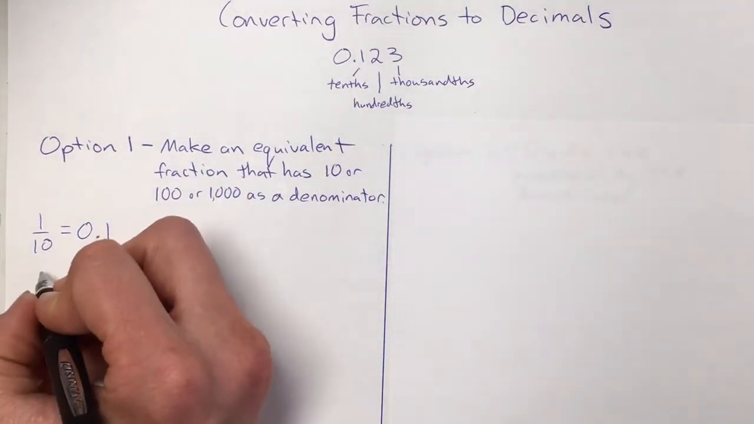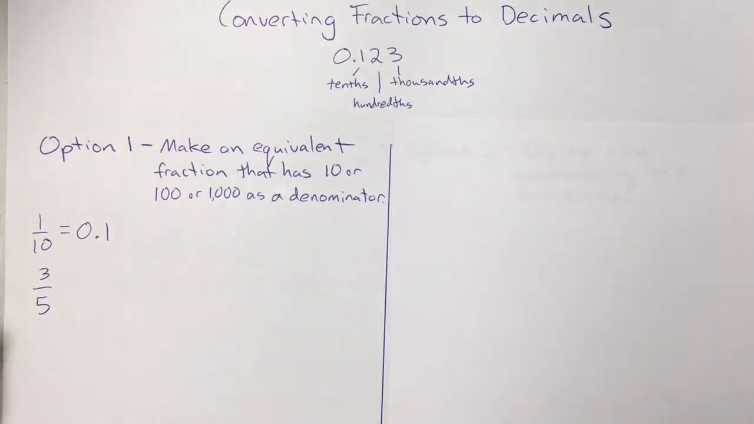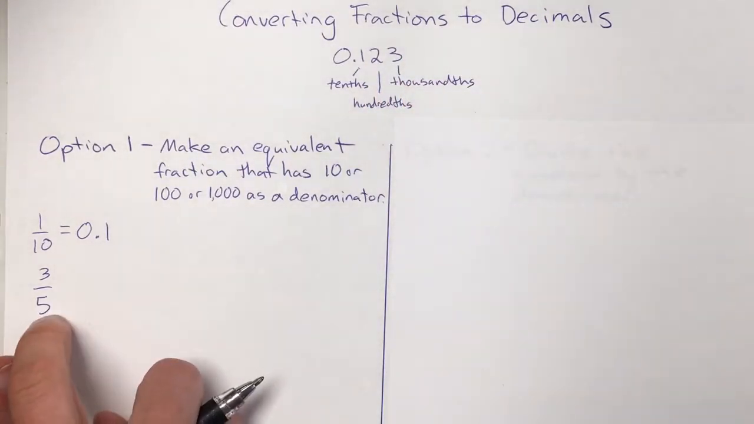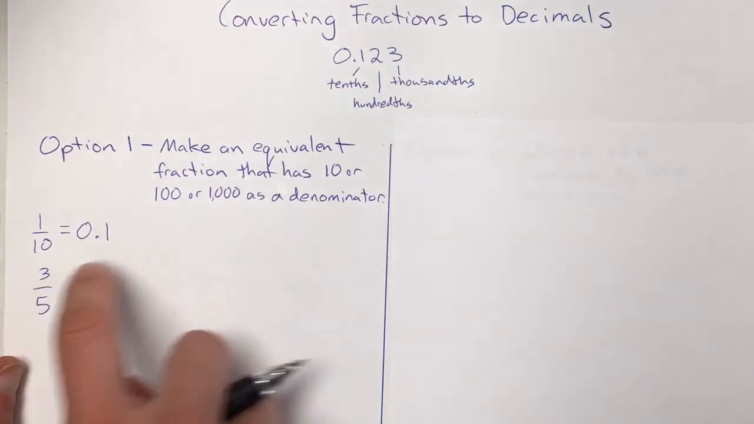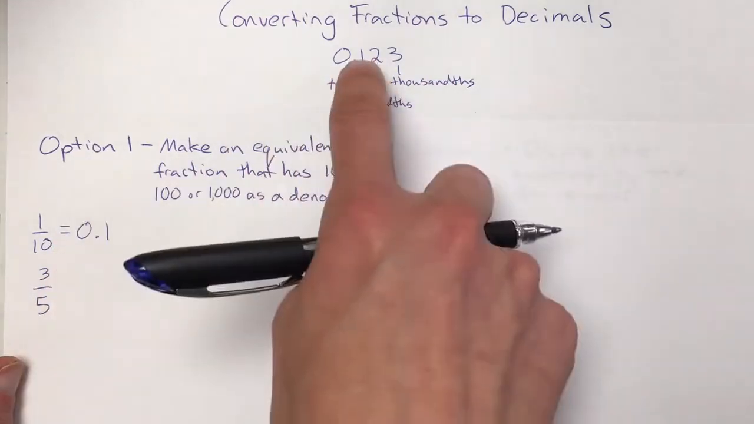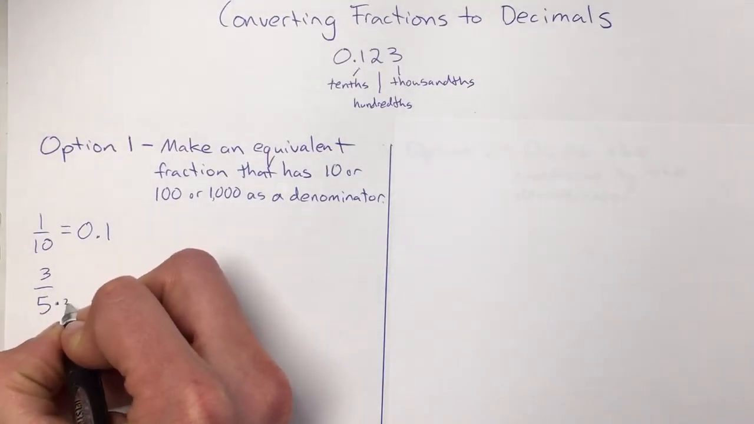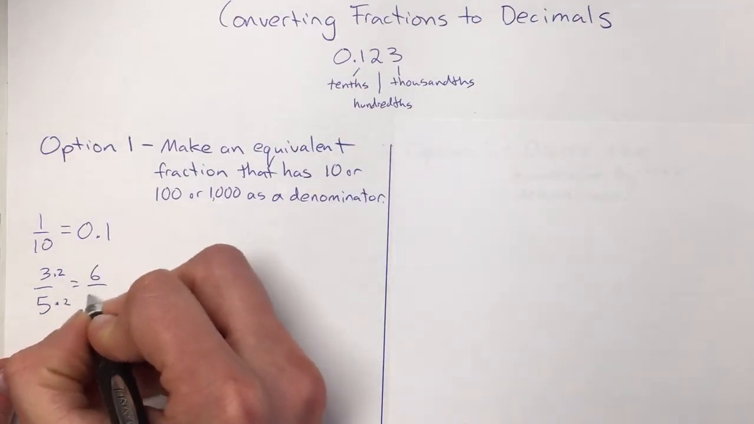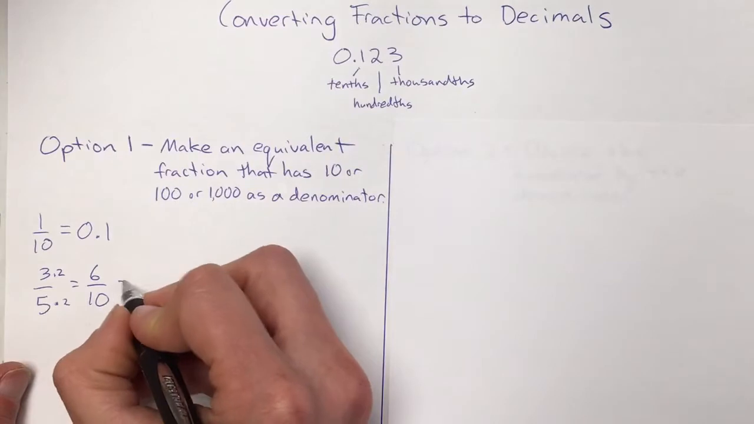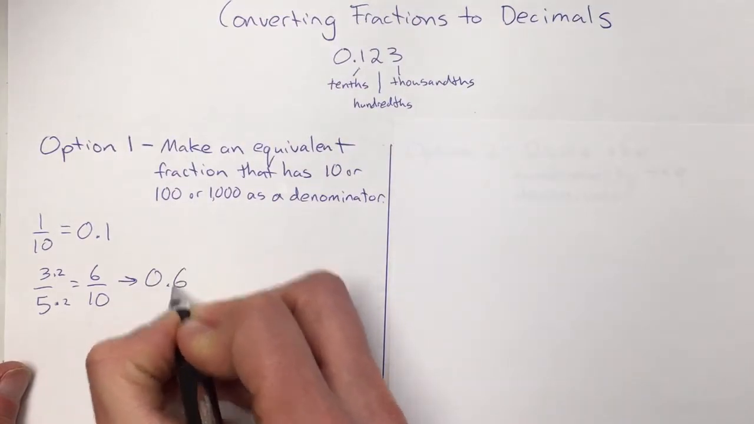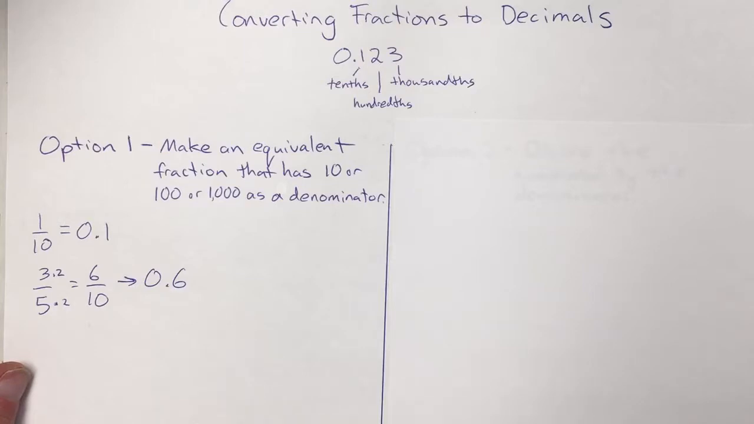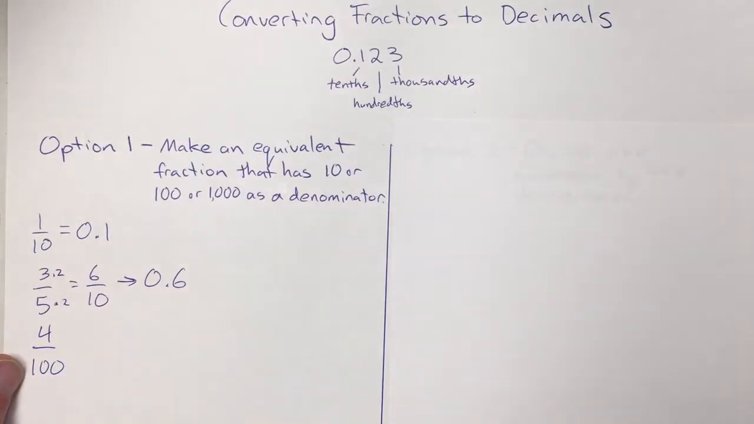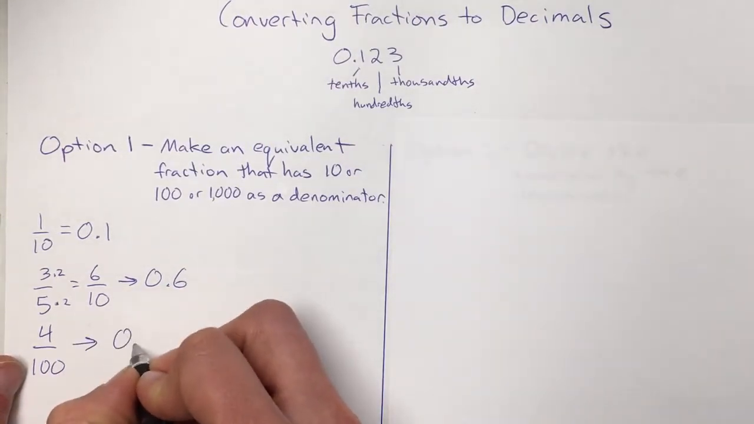If I had something like 3/5, now this is similar, but there's no fifths here. There's tenths, hundredths, thousandths. However, if I can make an equivalent fraction, that's an equal fraction, that has tenths, hundredths, or thousandths in the denominator, then I can just write it in the correct spot. So I could multiply these by 2. Remember, if you multiply the denominator, you also have to multiply the numerator. And that would equal 6/10. And now I can just say 6/10 equals 0.6. If you had a larger one, like let's say you had 4 hundredths, hundredths would simply be 0.04.